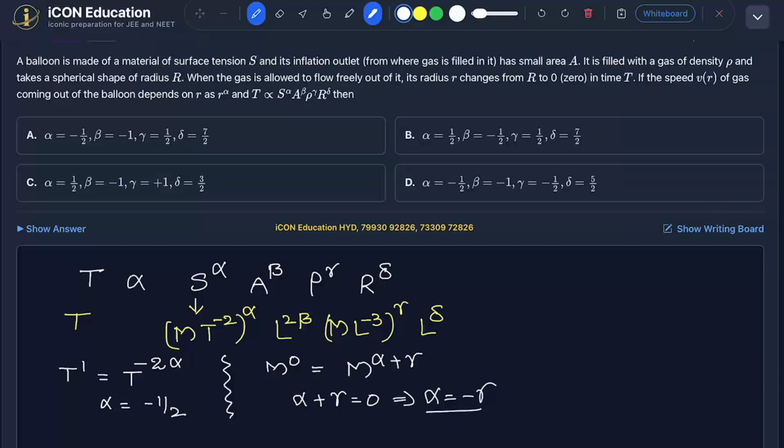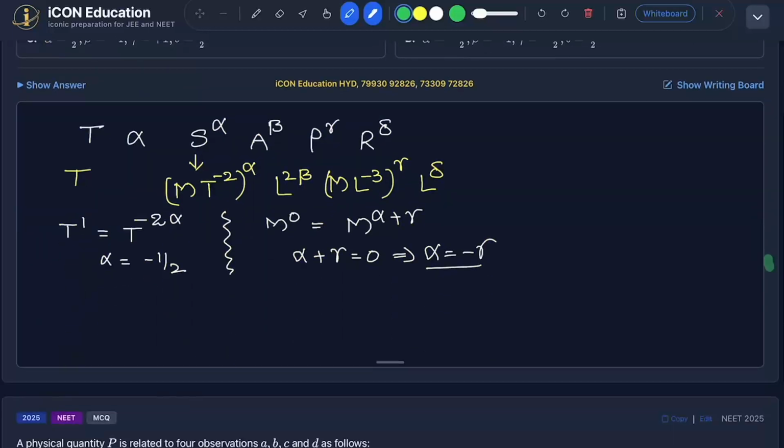I request you no need to find these values, just see alpha and gamma are opposite. If you see the options carefully, we have alpha gamma opposite, alpha and gamma same, alpha and gamma same, alpha and gamma here completely different. So the answer is A. Now go to the next question.